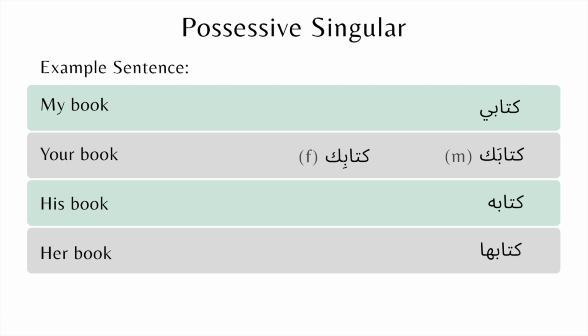To say my book, you would say kitabi. Your book, masculine, is kitabak. The feminine version is kitabik. His book is kitabu. Her book is kitabha.